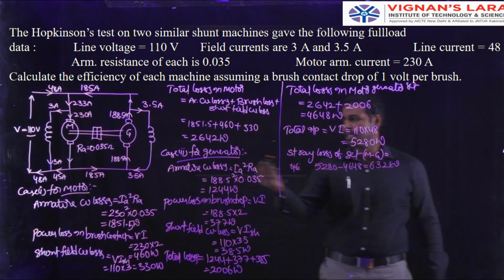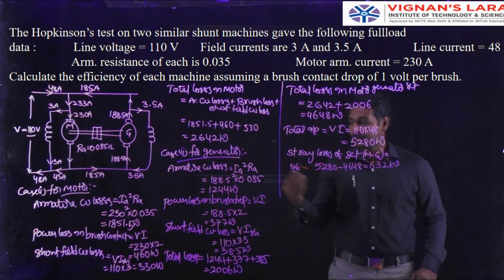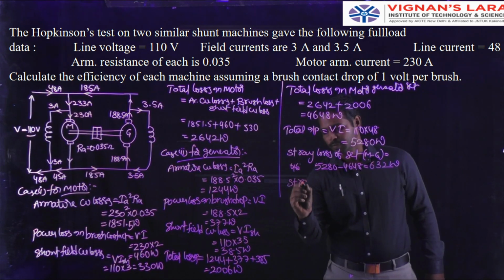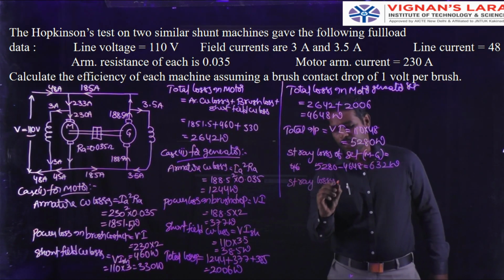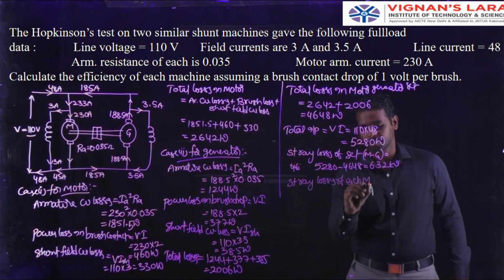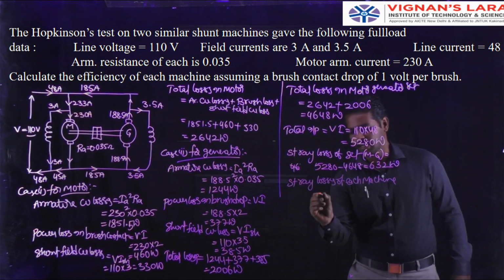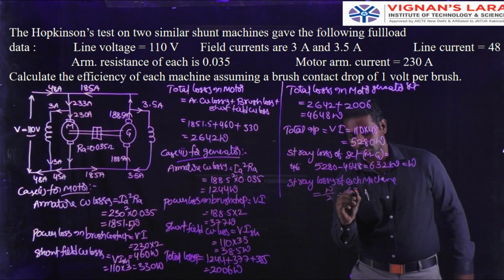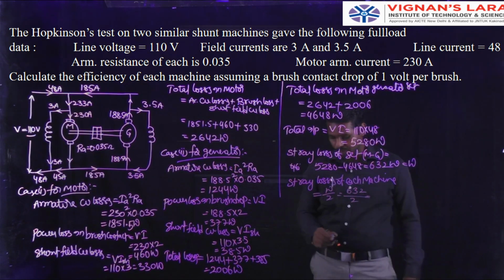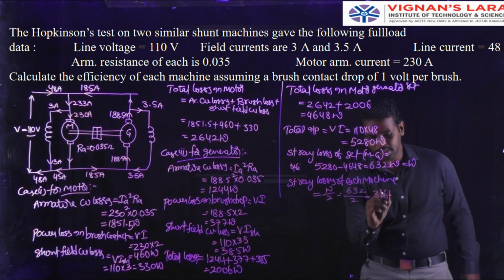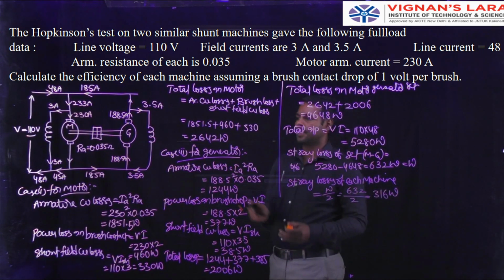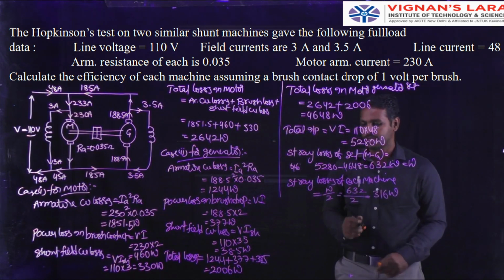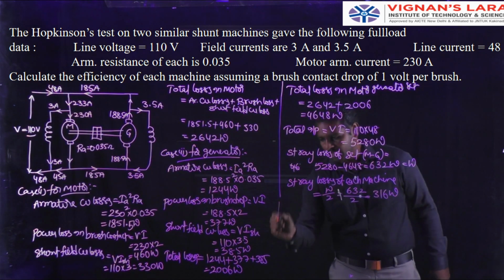So stray losses, because both are identical machines and the armature resistance is also the same, so stray losses of each machine is equal to W by 2, which is 632 divided by 2, equal to 316 watts. So based on the conduction of Hopkinson's test, we can find out the stray losses of each machine is equal to 316 watts.